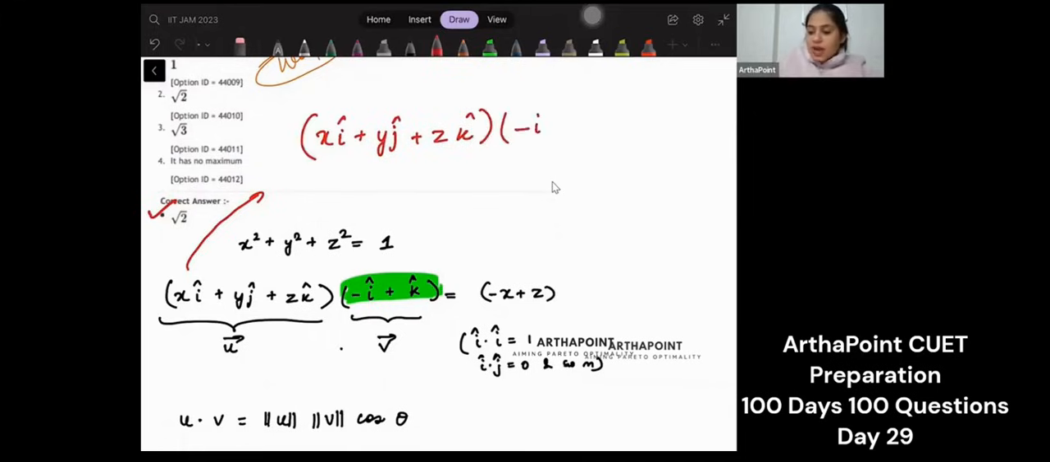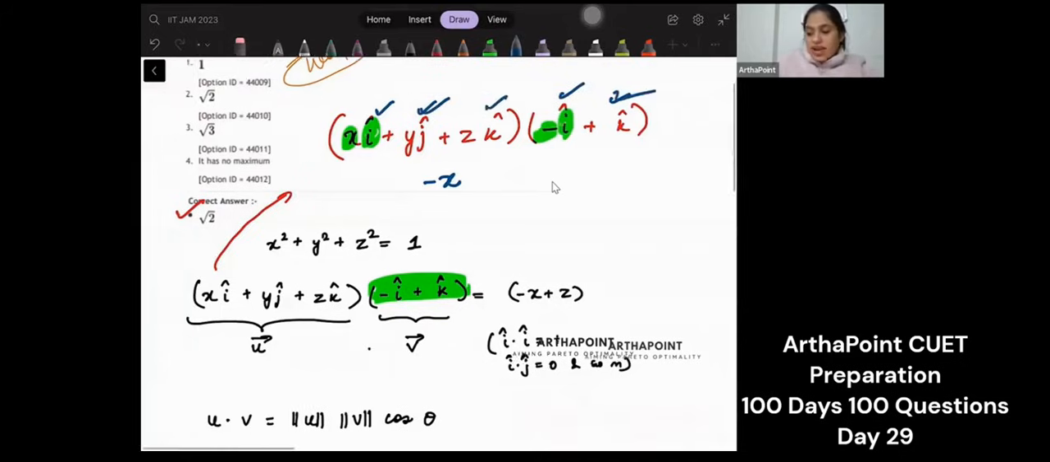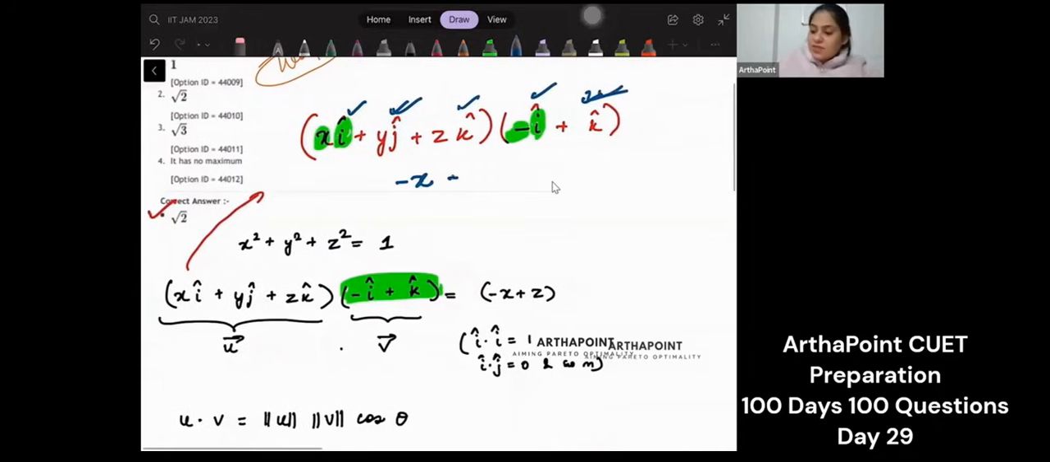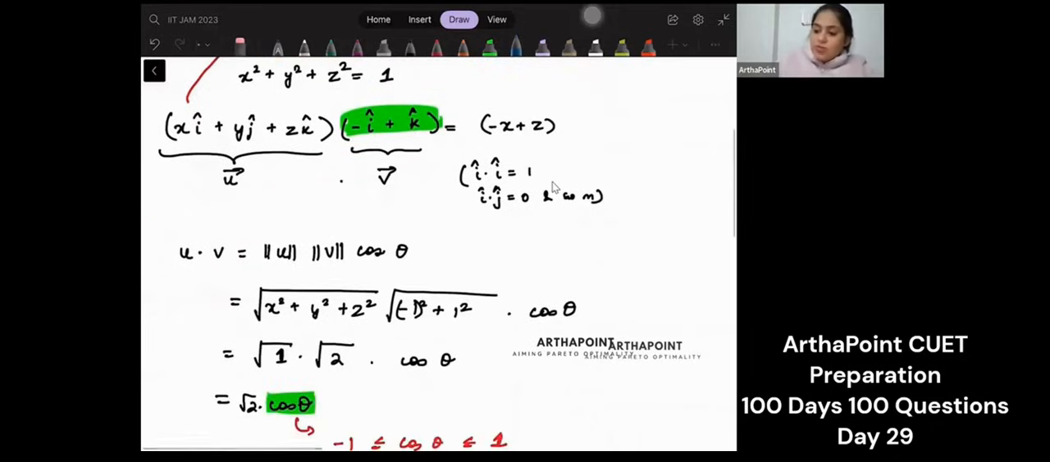Which means that if I go ahead and I write this as x i plus y j plus z k, and I do a dot product with minus i plus k, see, i with i will become 1. And then I have this minus x, so this will become minus x. i with k will become 0. j with i will become 0. j with k will become 0. k and i will become 0. And the last thing I will be left with is plus z, and k dot k will become 1. So I will get minus x plus z. So when I do the dot product of this vector with this, I will get this.